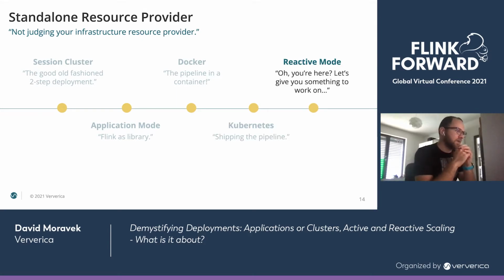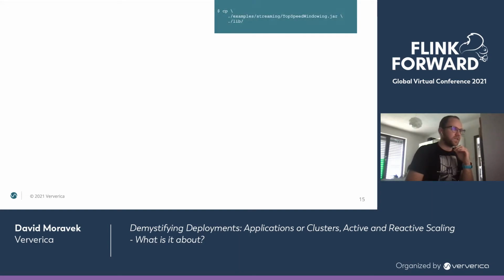Last thing that I want to discuss with this standalone resource provider before we do a little demo is something that we call a reactive mode. So far, if we had more or less resources than we needed, we were just wasting resources and the precious computation time, right? So what if our pipeline, or our Flink cluster, can automatically adjust to the newly available resources? Again, let's do a little example.